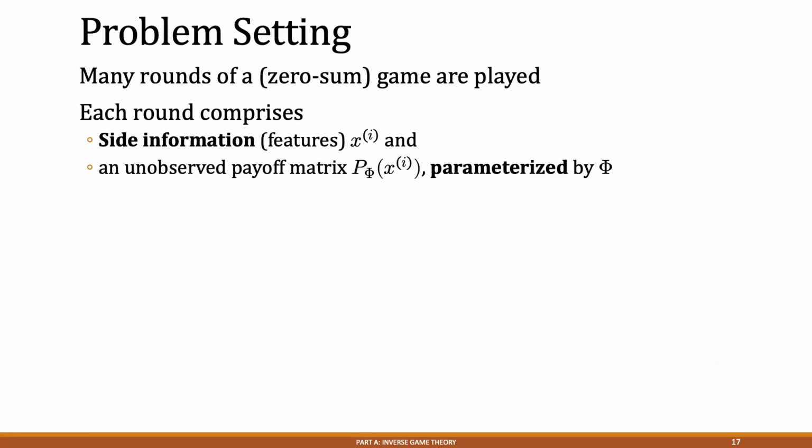So here's the problem setting slightly more formally. We have many rounds of a zero-sum game that's been played, and this is an assumption that we're making for technical purposes. And in each round, we're going to observe some side information or features. So this is the weather of the day, so on and so forth. And we also have an unobserved payoff matrix. That is the payoff matrix of rock, paper, scissors in the previous example. That is a function of this side information and is parameterized by some unknown parameters phi.